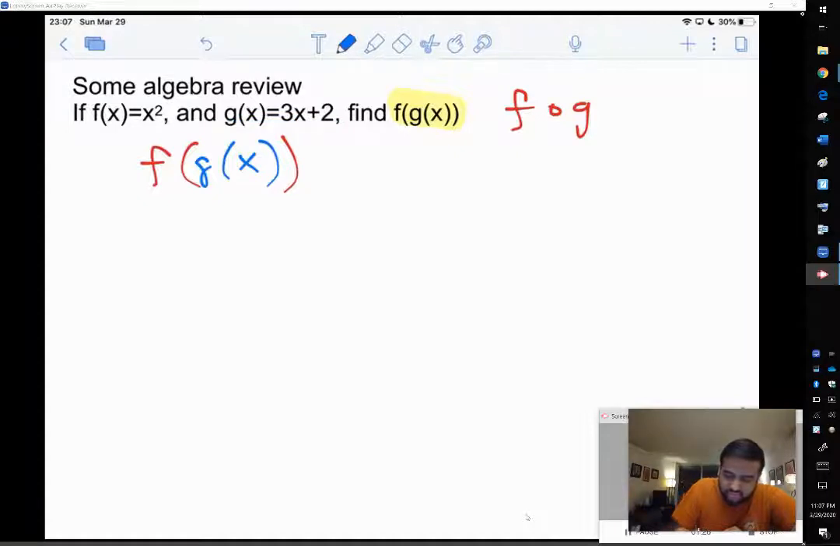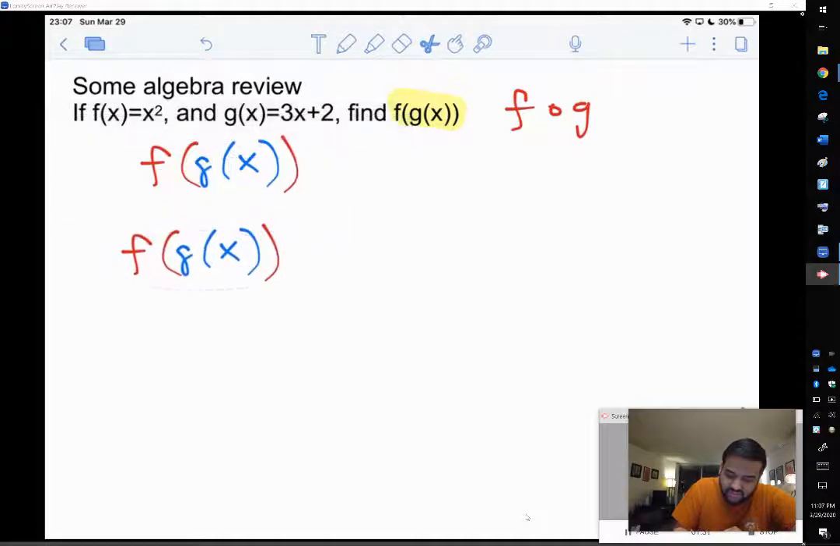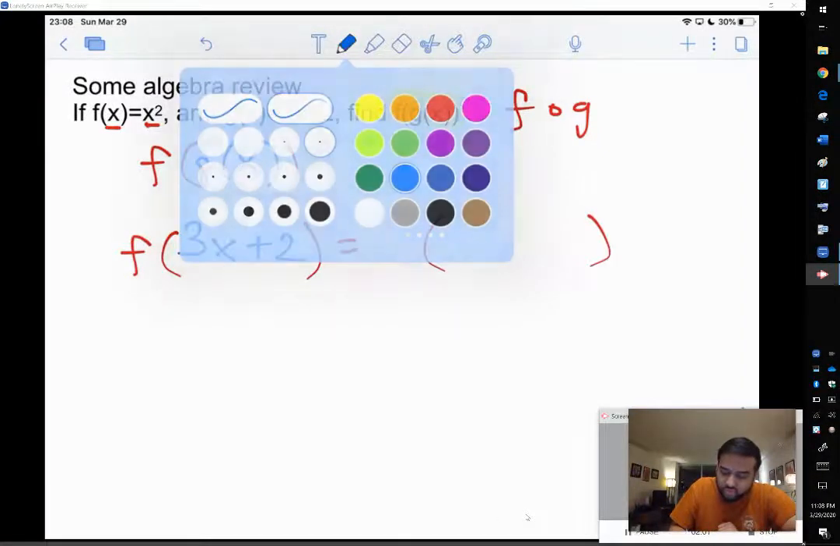So I'm literally going to replace where it says g of x. I'm going to put in that space there what g of x is equal to, which is 3x plus 2. So there's f of g of x, f of 3x plus 2. Well, now what do we do? It says that the rule for f of something is that something squared. F of x is x squared. So f of 3x plus 2 is 3x plus 2 squared, according to the rule defined for f.